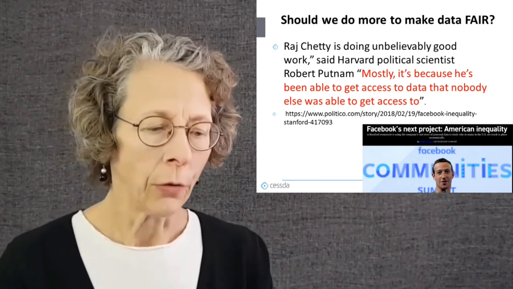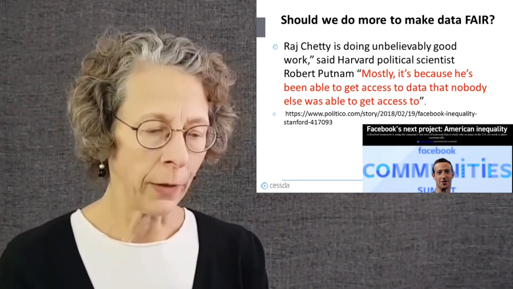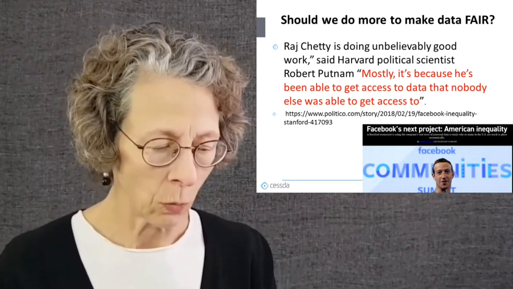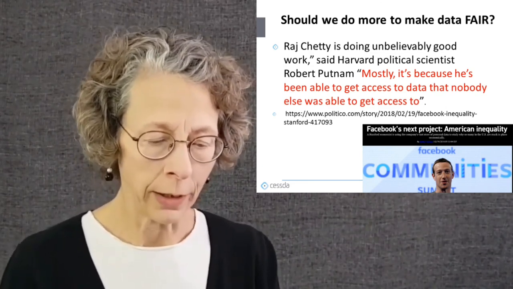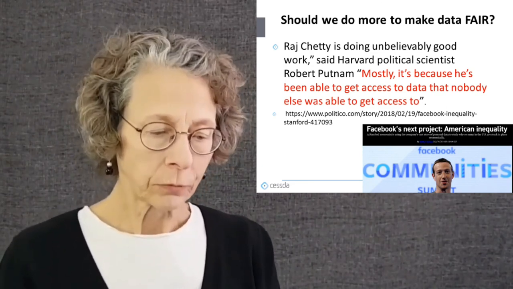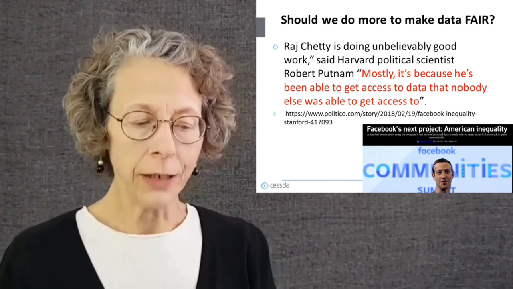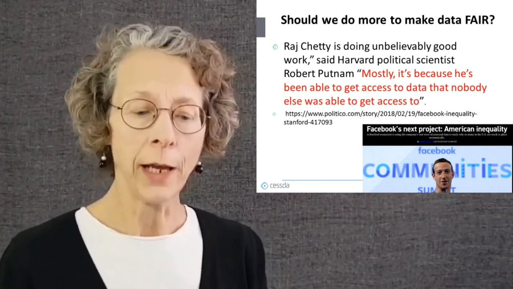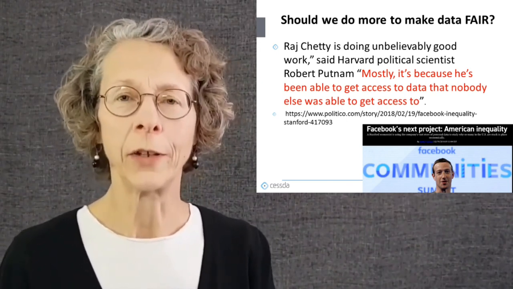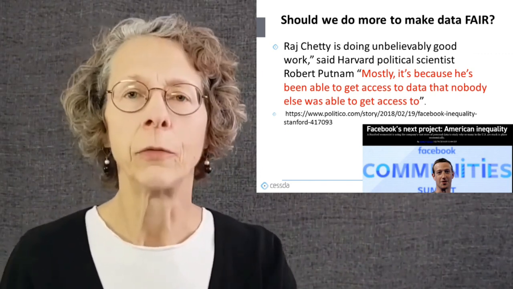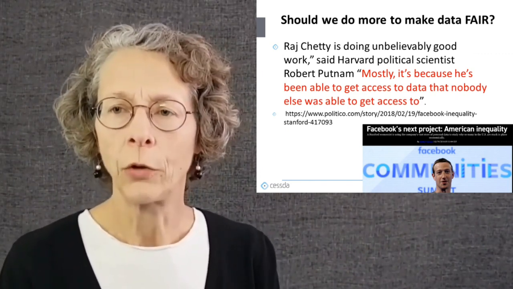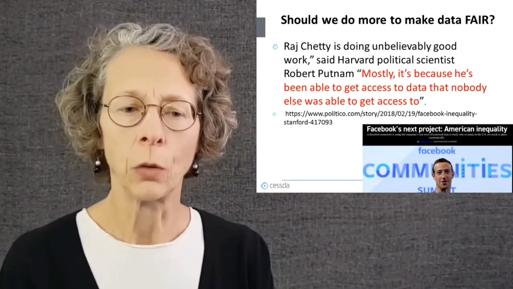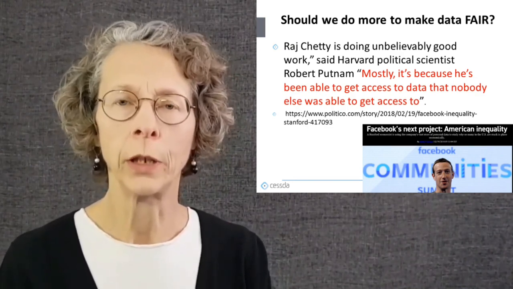So this final quote is something that has really gotten under my skin, if you will. It describes Raj Chetty's work, and it's Robert Putnam commenting on that work, saying that Chetty is doing unbelievably good work on this inequality study, but why? Well, mostly it's because he's been able to get access to data that nobody else was able to get access to. And this so flies in the face of what I think we want to stand up for and represent for data archives and for social research in general, that I think it's a worthy point to pick up more in the Q&A.